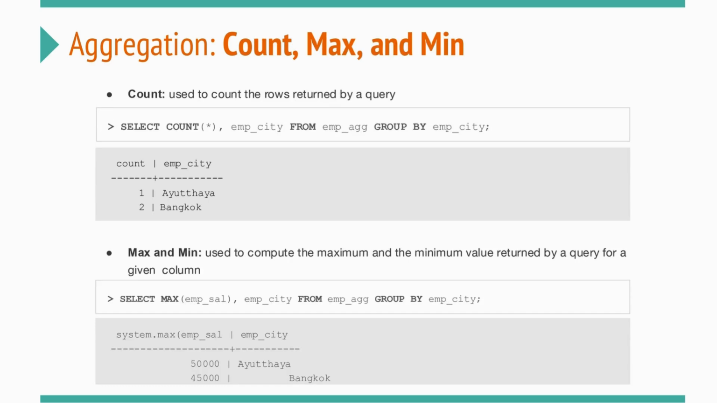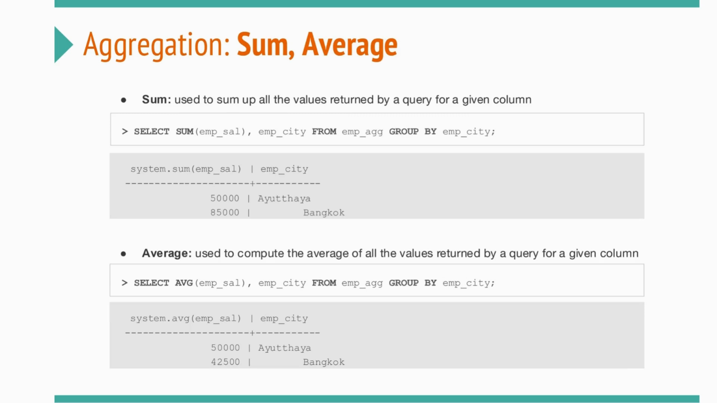Now, because we designed our table with emp_city as the partition key, we can easily run group by queries on it. We can select count star and group by emp_city to see how many employees are in each city. We can also find the max of emp_sal for each city. Because the data is already sorted by salary within each partition, this is a very fast operation for Cassandra. Similarly, we can calculate the sum of salaries per city and the average salary per city. By designing our table around the aggregation query we wanted to perform, we make these calculations simple and efficient.